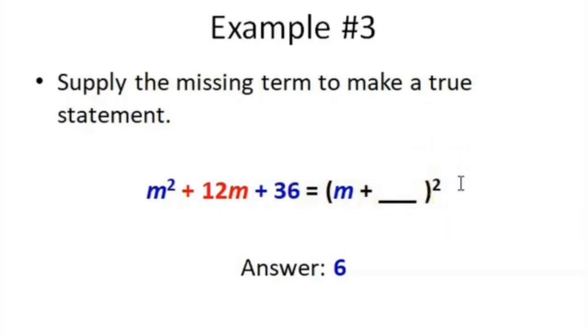So ano po ba yung value na ilagay natin dito para maging true itong statement na to, yung m squared plus 12m plus 36. So the answer is 6. Bakit? The square root of m squared is m. The square root of 36 is 6. And the product of m and 6 times 2 is 12m.